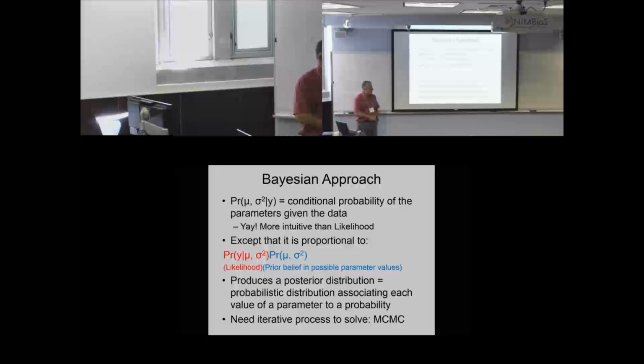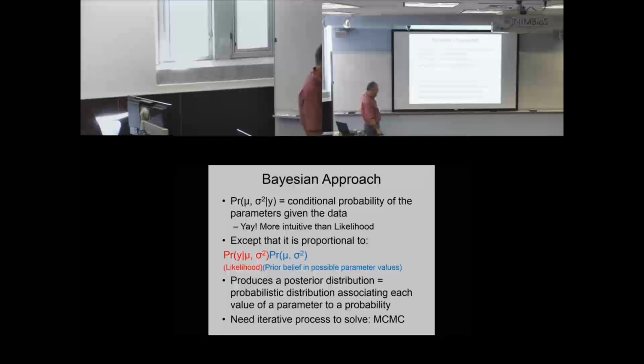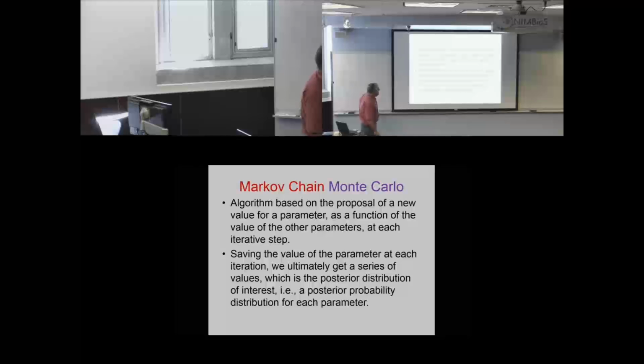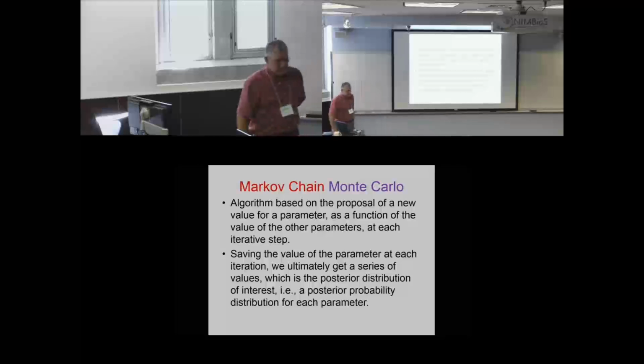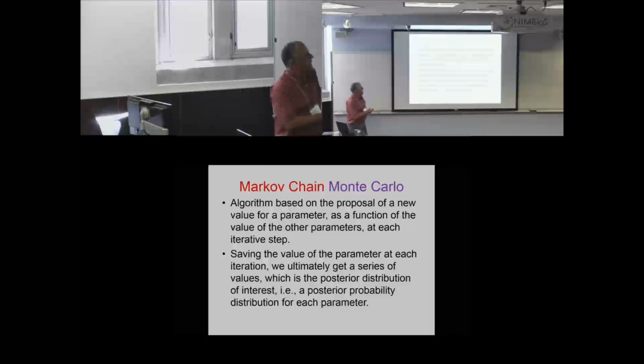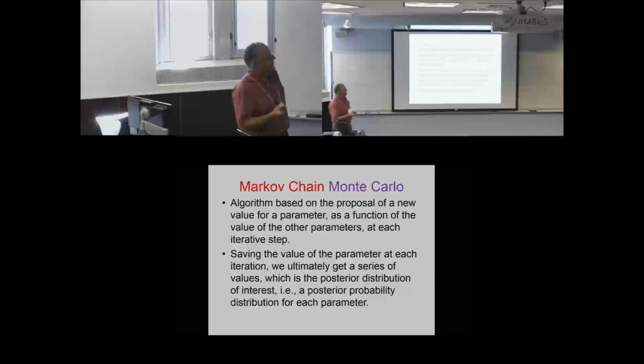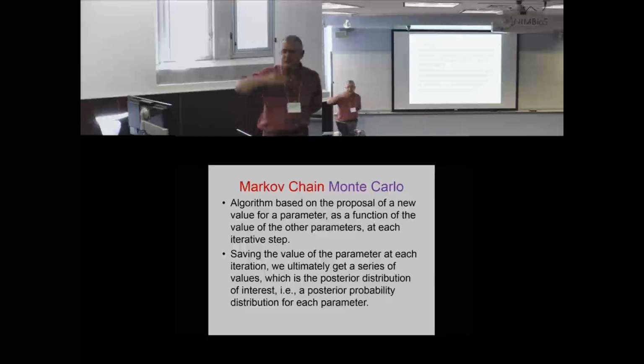And you need an iterative process to solve this. The one that is most frequently used, and certainly in R for the module we're going to use, is MCMC, which is Markov chain Monte Carlo. And I'm sure Joe could talk to you about that for a long time, and I'm barely going to talk to you about it at all. So this is an algorithm based on the proposal of a new value for a parameter as a function of the value of the other parameters at each iterative step.